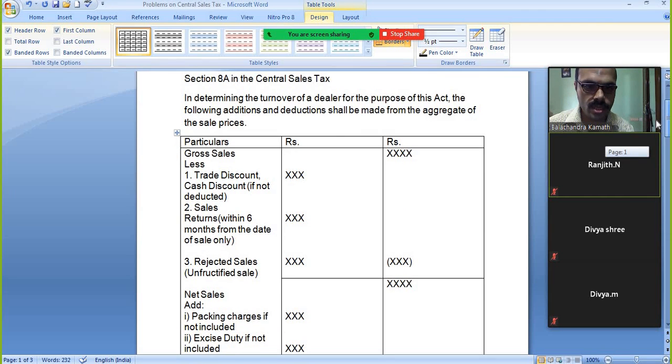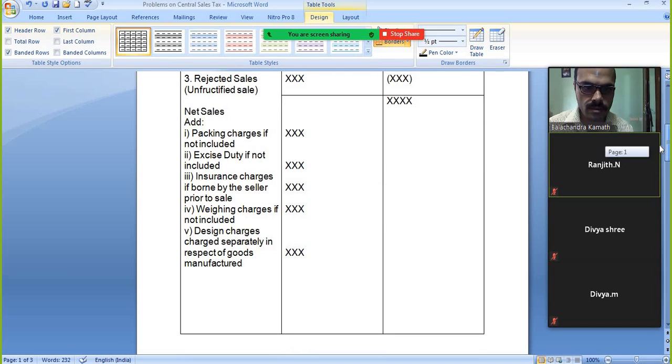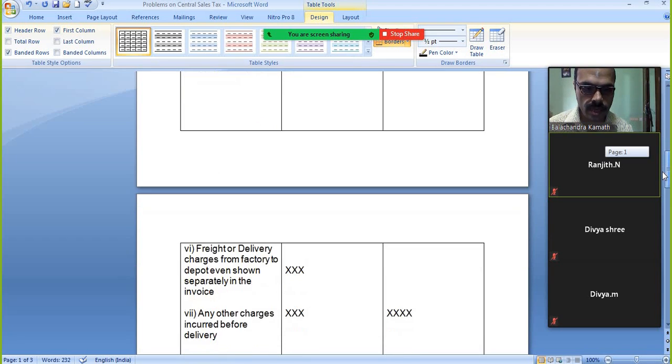So first take gross sales, then trade discount, cash discount, then sales returns within 6 months from the date of sale only, then rejected sales. Then to the net sales add packing charges if not included, excise duty if not included, insurance charges if borne by the seller prior to sale, weighing charges if not included, and design charges charged separately in respect of goods manufactured. All these have to be added to the net sales figure.